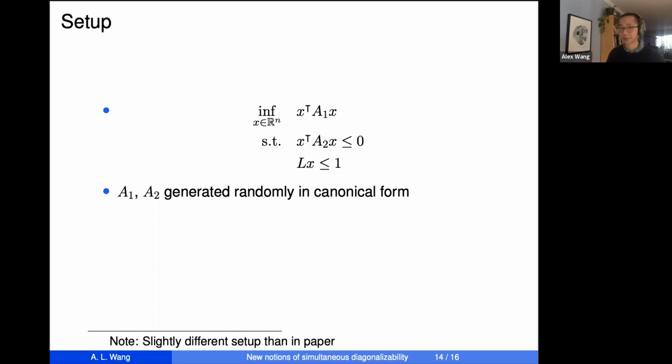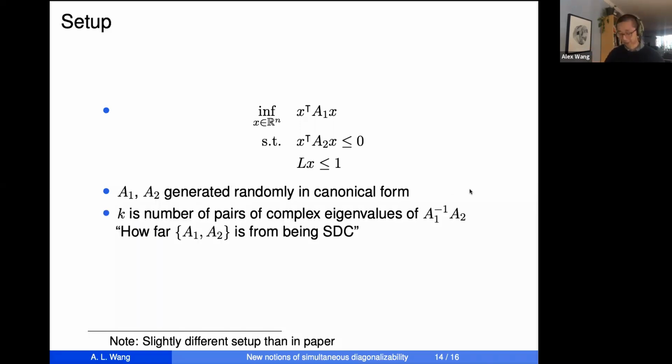Why do I do this? Well, the main reason is that we want access to this parameter k. We want to be able to control k, which corresponds to the number of pairs of complex eigenvalues of A1 inverse A2. In some sense, you can think of this abstractly as a measure of how far this pair, A1 and A2, is from SDC.